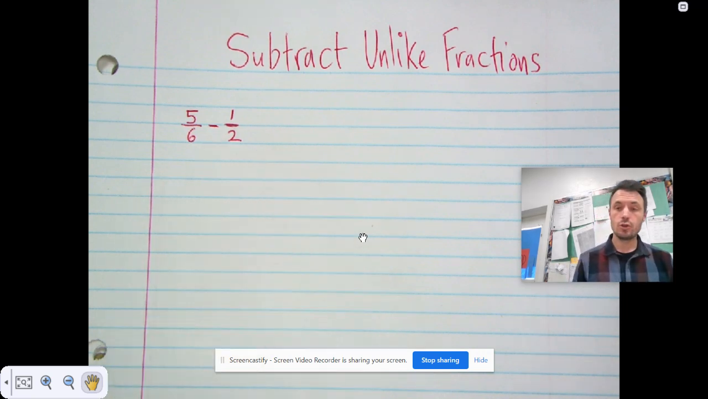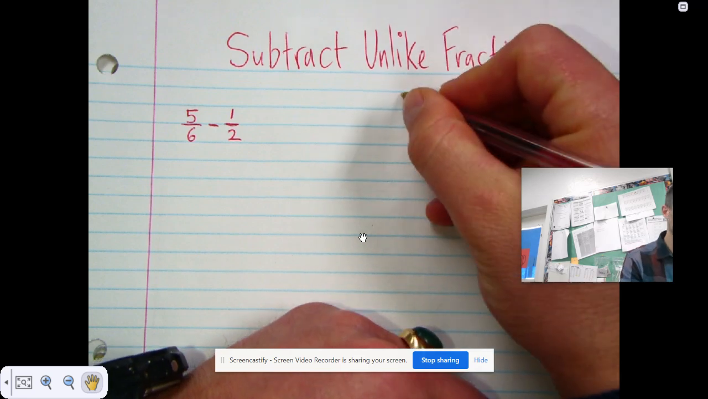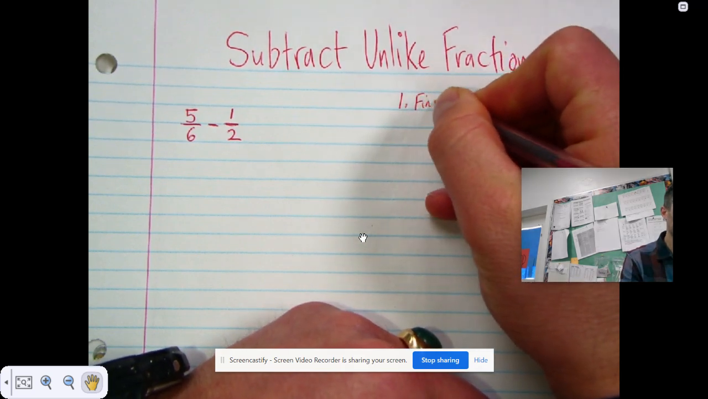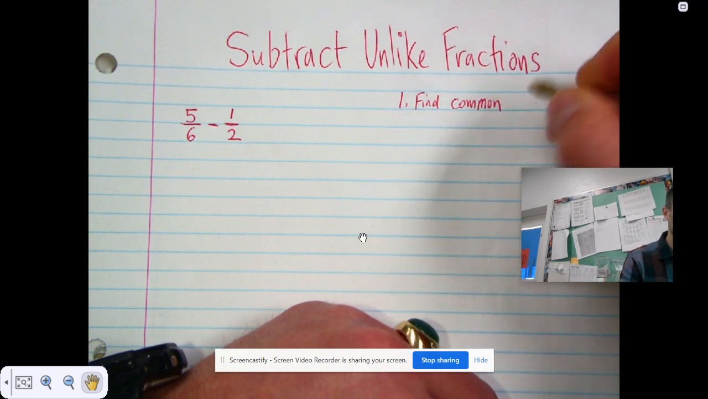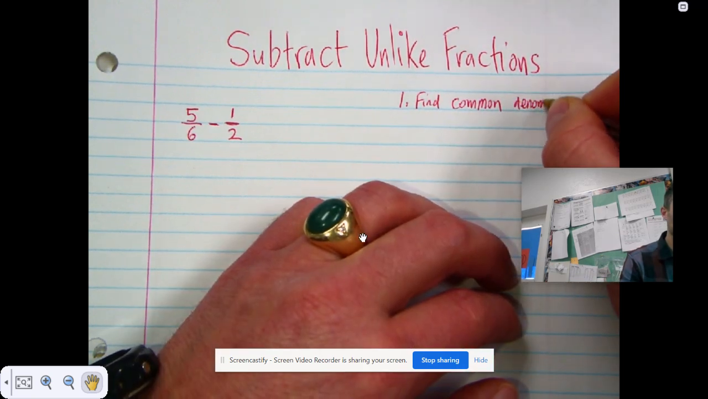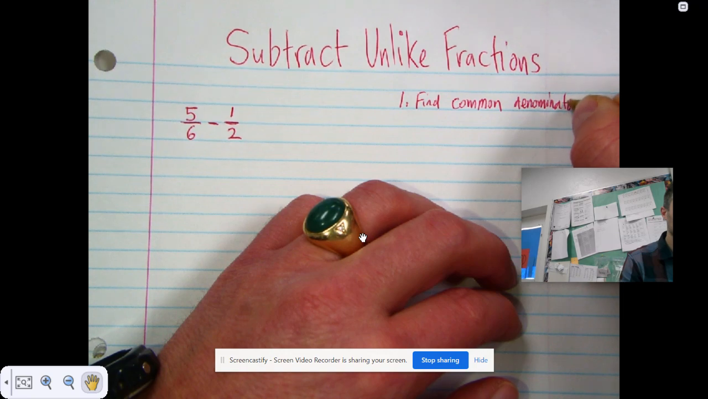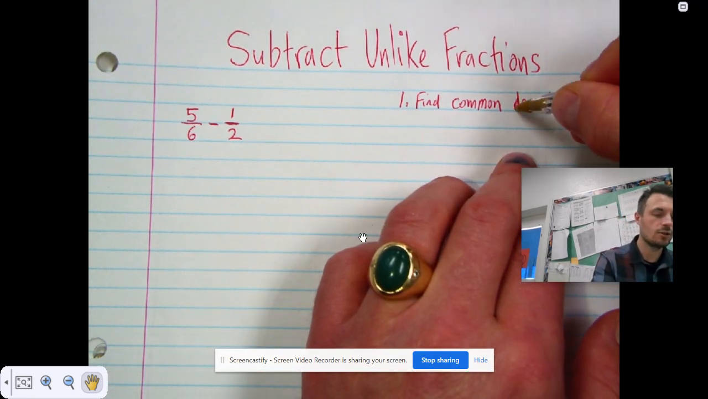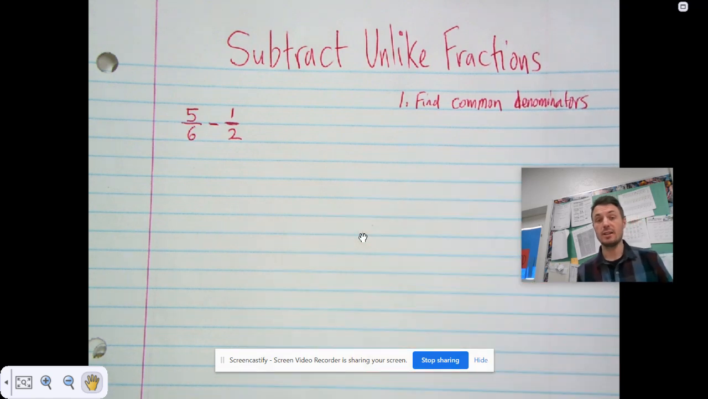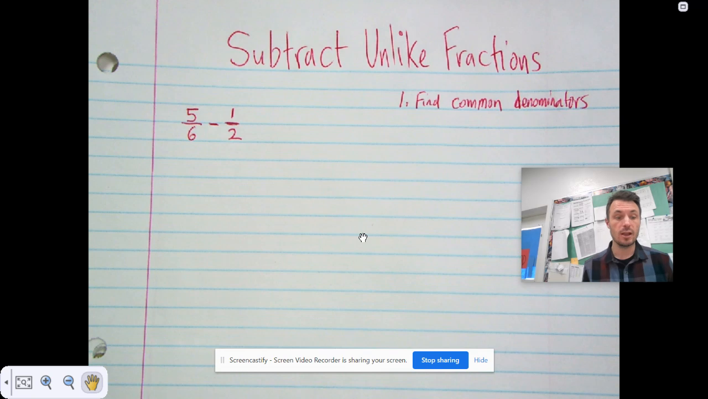And in order to subtract this, you need to follow 3 steps. Step 1, find common denominators. So that's just another way of saying you need to make the denominators the same. You can't subtract until you make the denominators the same because the numerators don't mean the same thing.